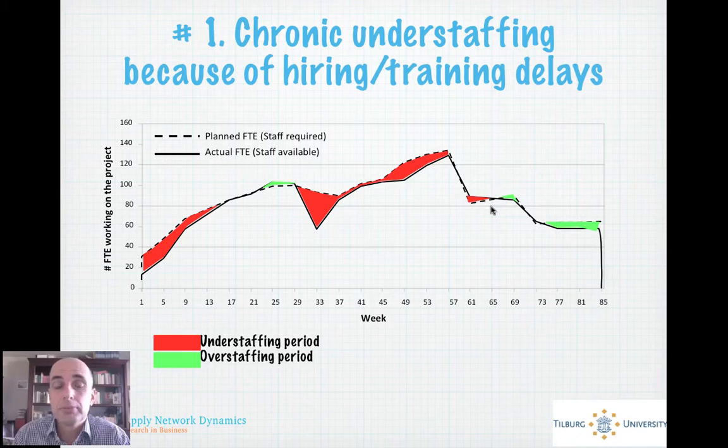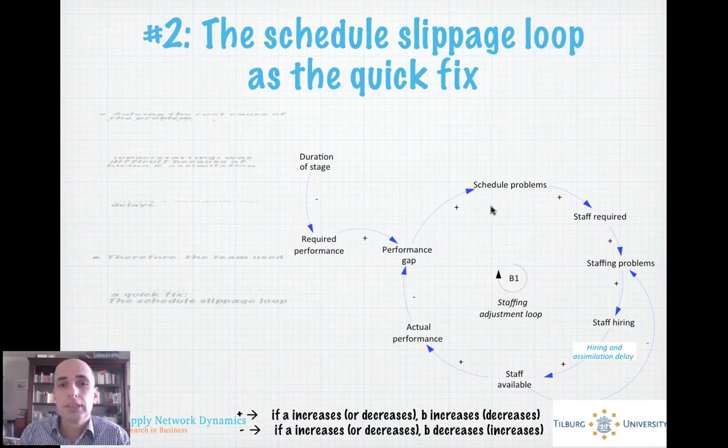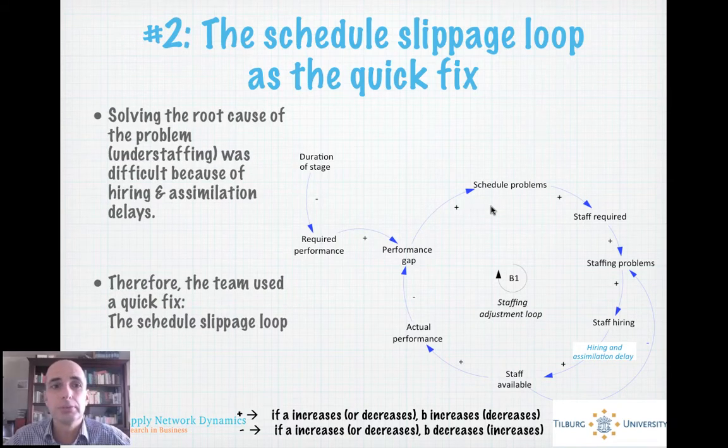And this was the first problem, in fact the fundamental problem. They just didn't have enough money, didn't have enough people, partly caused by not enough money, but also by staffing delays to do all the work. And what did they do in response? They had a quick fix. And the quick fix was the schedule slippage loop. So the understaffing problem was difficult, but what they basically did is said, you know what? Let's make the schedule a bit later. We should finish in week X, but we can finish in week X plus 2, week X plus 3. And that's a quick fix that can easily be used.